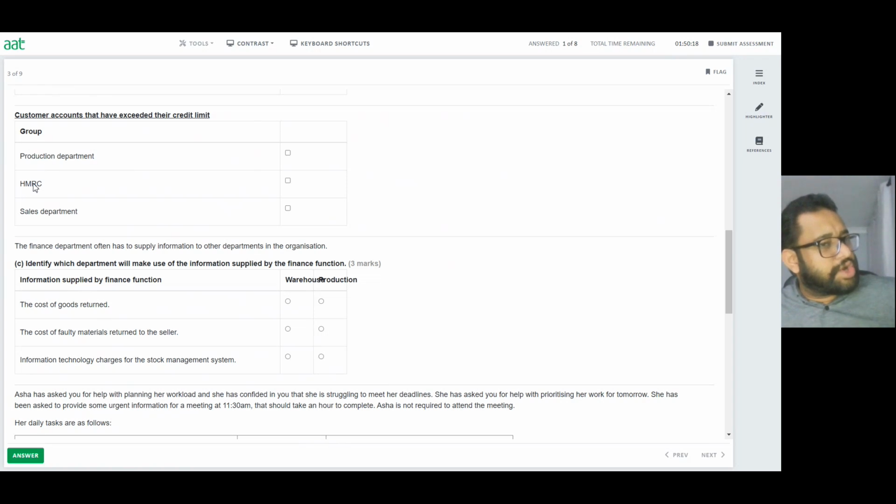It will not be your production department, because why would they have to worry about the customer credit limits? HMRC, no. And the sales department, yes, obviously they'll be able to find out whether they can still supply the goods on demand depending on the credit limit. Because if somebody has exceeded their credit limit, the sales department will say, okay, if you make a new order, sorry, we cannot do that. Obviously, you need to settle some of your debts, and then we'll be able to supply more goods on credit to you.